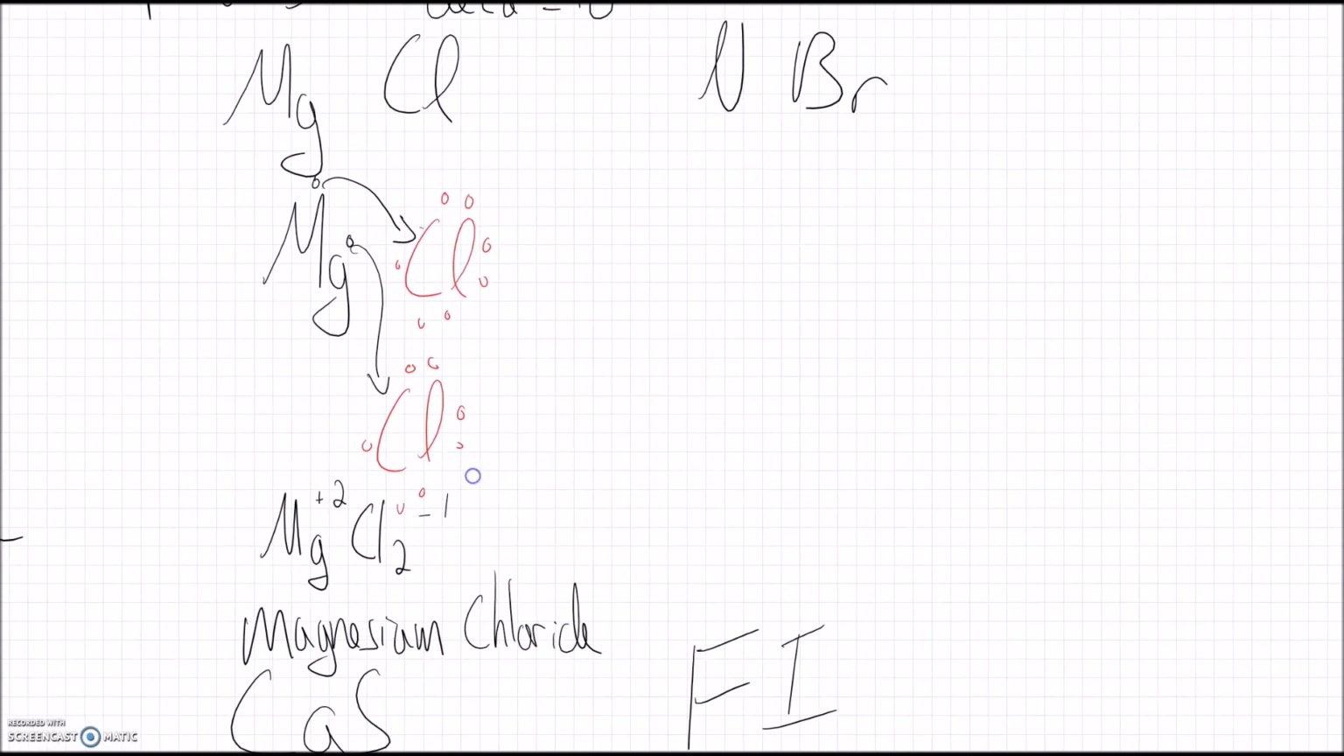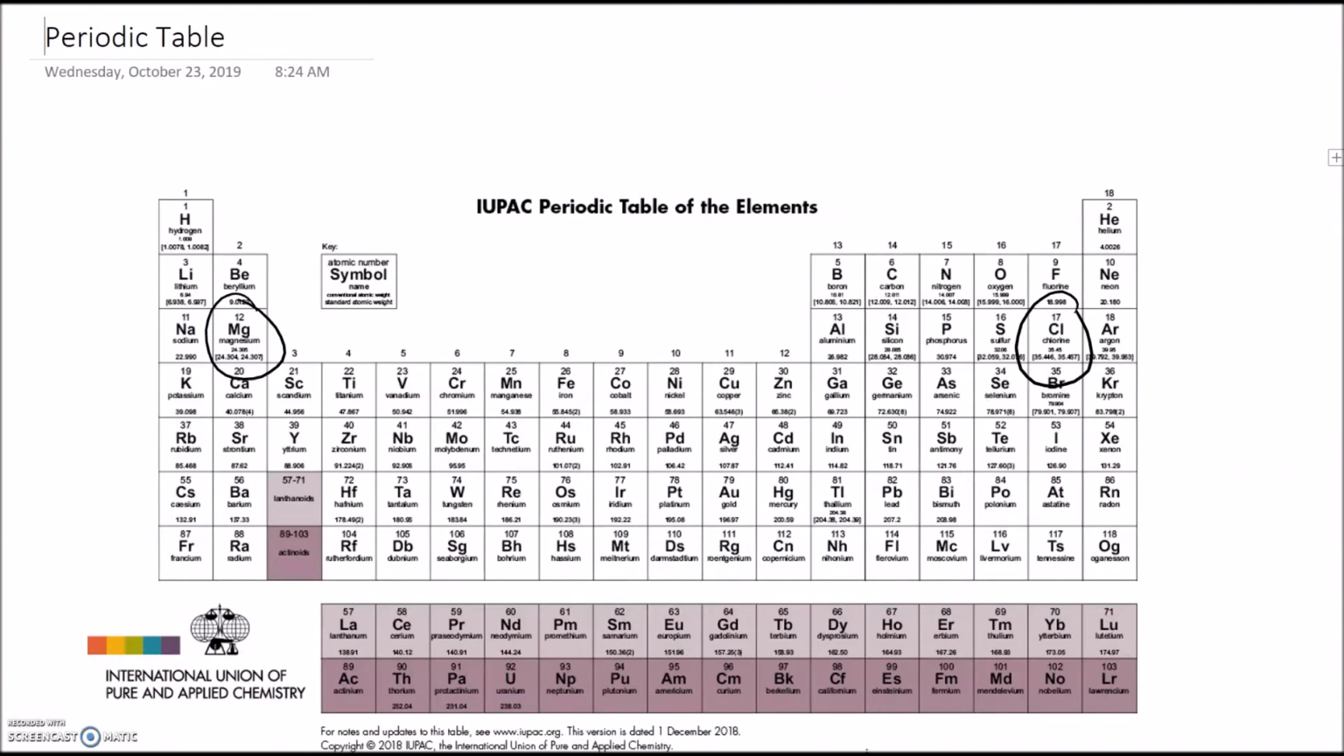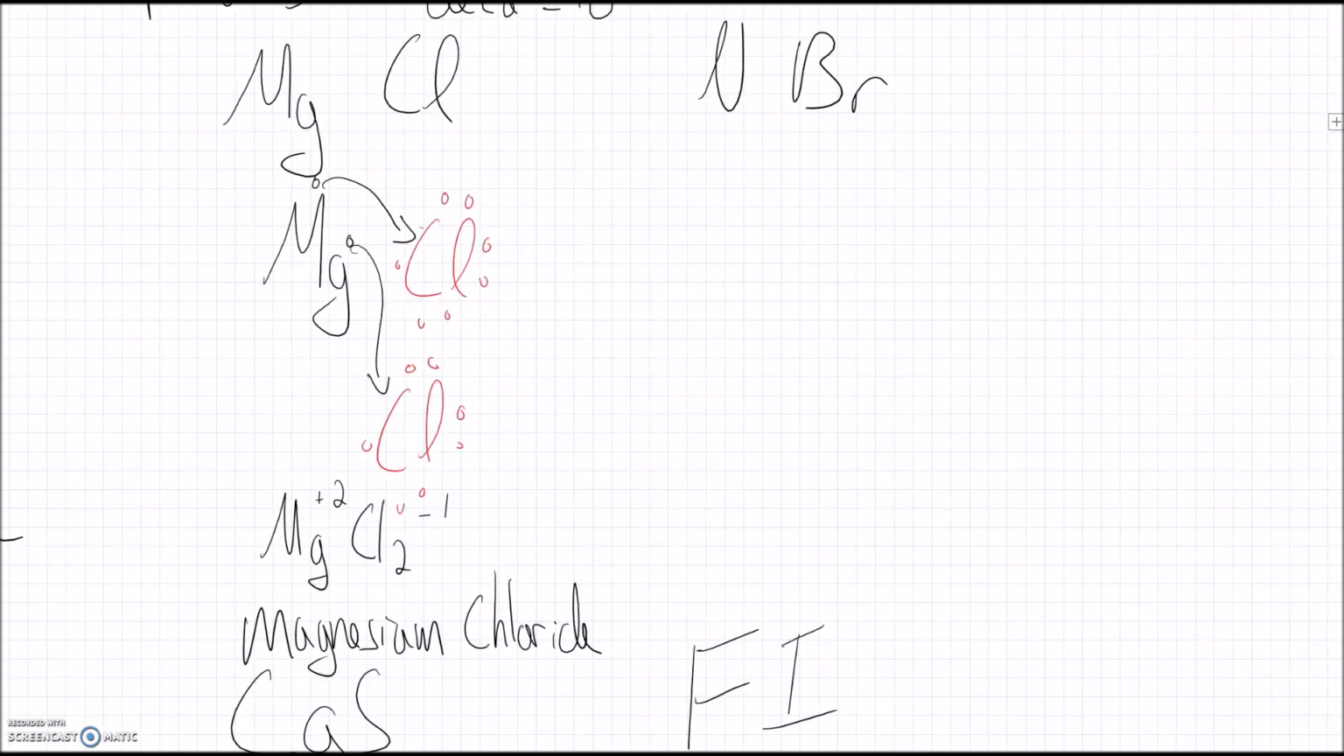Let's go over to N and Br. N on our periodic table is here. Br on our periodic table is there. They are both nonmetals. What kind of bond must this be? This must be a covalent bond. Let's start by drawing our Br. Our Br has how many valence electrons? 7. So we'll draw 1, 2, 3, 4, 5, 6, 7 here.